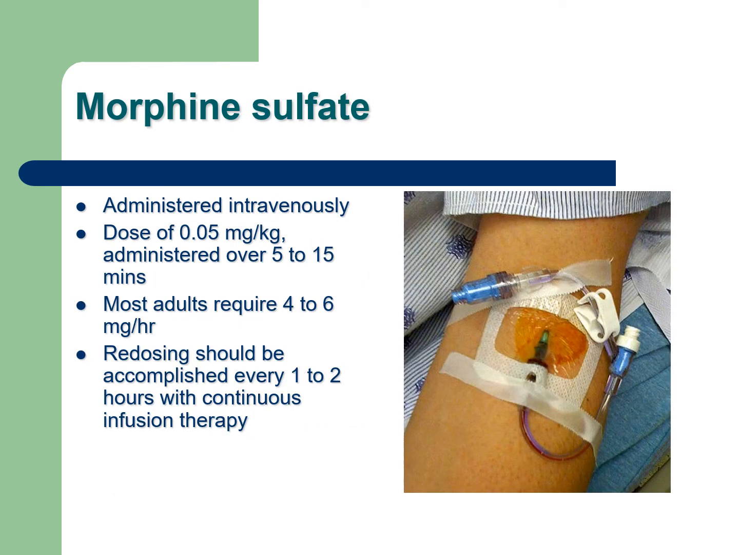I wanted to talk a little bit more about morphine administration and dosing. Basically, morphine is administered intravenously. A normal starting dose is 0.05 milligrams per kilogram, and it's administered over 5 to 15 minutes. Most adults require a dosing of 4 to 6 milligrams per hour, and redosing will be required based upon the response to pain, and that can be done every 1 to 2 hours with continuous infusion therapy.